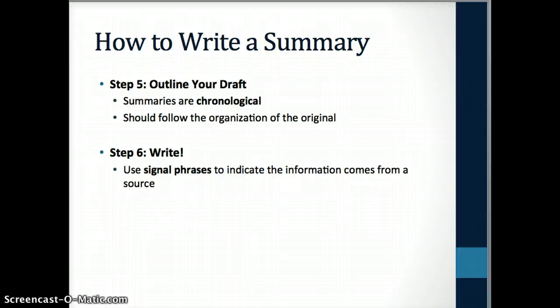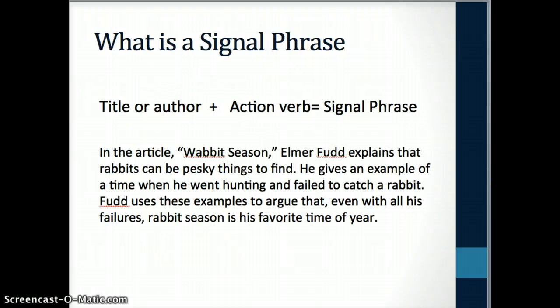Step six, now it's time to really write. So you want your summary to always be shorter than the text, and you want to use signal phrases to indicate the information comes from a source. Well, what's a signal phrase? A signal phrase is essential anytime you're integrating outside research into your own writing. A signal phrase has two parts. You're going to name the title and or the author. Sometimes you'll name one, sometimes you'll name both, and an action verb. If you don't have an action verb, you don't have a signal phrase.